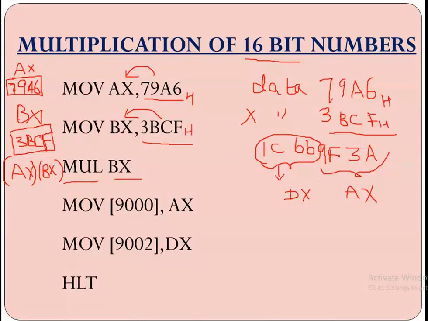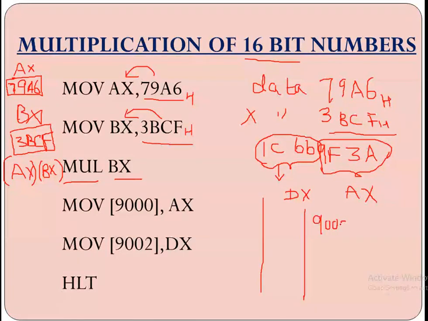So the first 4 digits will be stored in AX and the next 4 digits will be stored in DX. Now I'm planning to move that to the memory location. I'm taking the initial memory location as 9000, and I'm having the memory locations split like this.